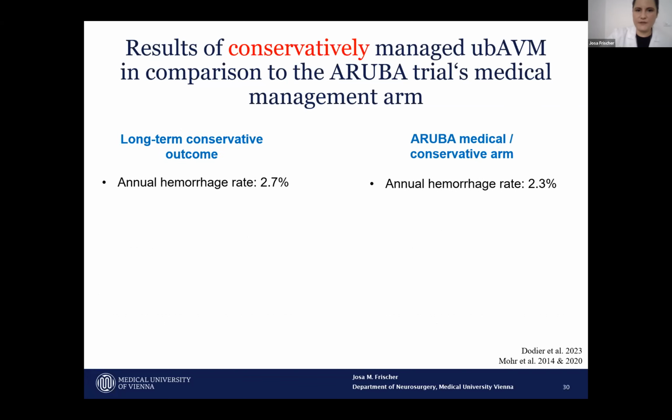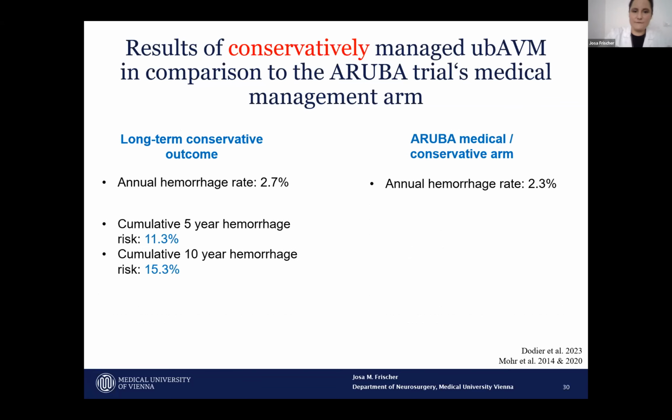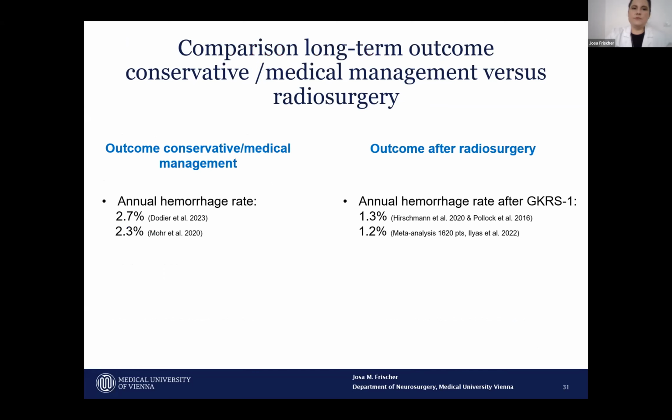However, now the differences come. The annual hemorrhage rate was obviously higher, not much, but it was higher, the calculated annual hemorrhage rate in our observation period. However, the cumulative 5 and 10-year hemorrhage rates already rose up to 15% if you go for a long-term follow-up. And what was really the game changer for us, the Aruba study in their short follow-up presented AVM-related mortality of 0. In this, admittedly somehow biased sample, we had an 8% AVM-related mortality in the long-term follow-up.